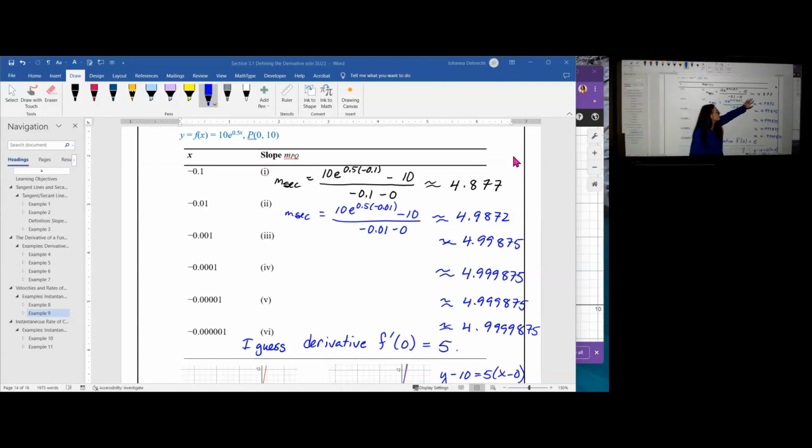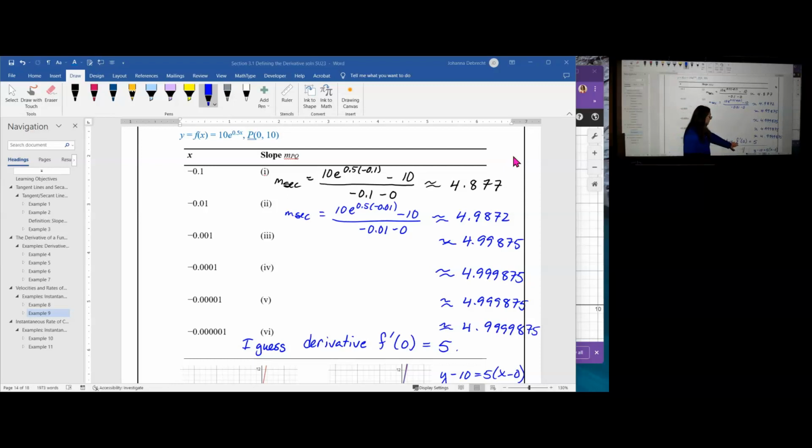This gives me about 4.877 for the first one. And I wrote out the second as well, but the pattern is the same. So I finally just wrote the values that you get. As you look at these values, you can see that it is getting closer and closer to 5. So my estimate for the derivative at 0 is 5.